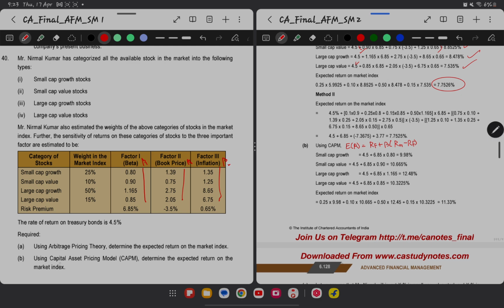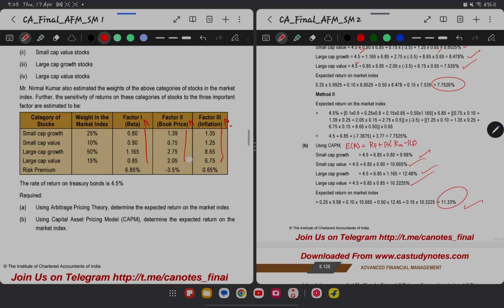Then the second requirement is, using CAPM, determine the expected return on the market index. Now as we know, CAPM will consider only the beta, which is the sensitivity towards the market index. So we have to consider only factor 1 and not the other factors. So considering only the first factor, we will get 9.98, 10.665, 12.48, and 10.3225. Multiplying these returns with the probabilities, which are the weights in the market return, will give us the expected return on the market index based on the CAPM model, which is nothing but 11.33 in our case.